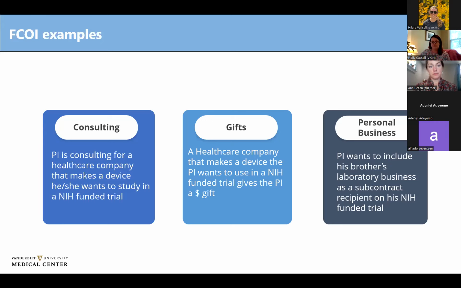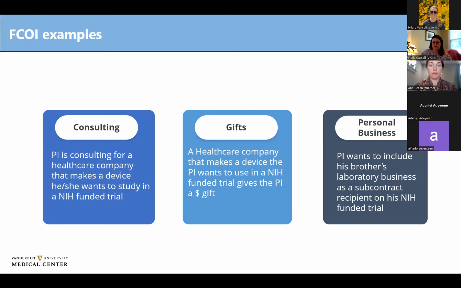The next is family personal business. The example I give here is the PI wants to include his brother's lab as a subcontract recipient on his NIH funded trial. Using Vanderbilt as a model, Vanderbilt doesn't allow any business relationships with a contract or a grant between Vanderbilt and a business in which the individual or even a family member has a financial interest.